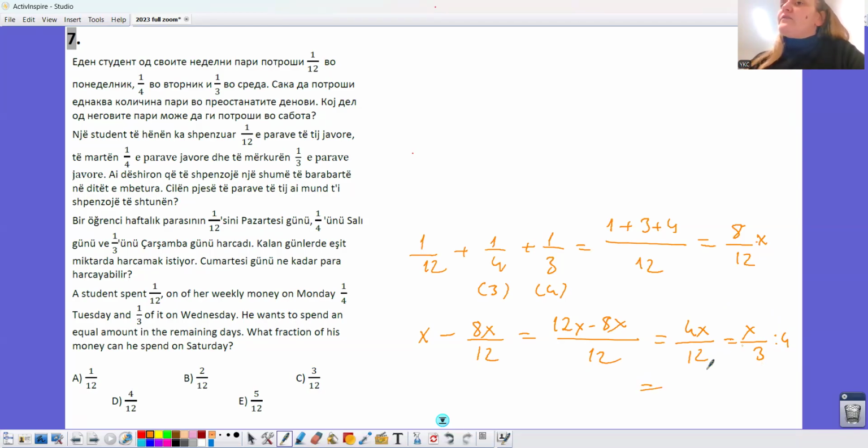When we have division of fractions, I write the first one the same, and the second one I change to multiplication, and it will become x/12. So it means that 1/12 of her money she has to spend in 1 day of what is left. So the result is A. This is the 7th one.